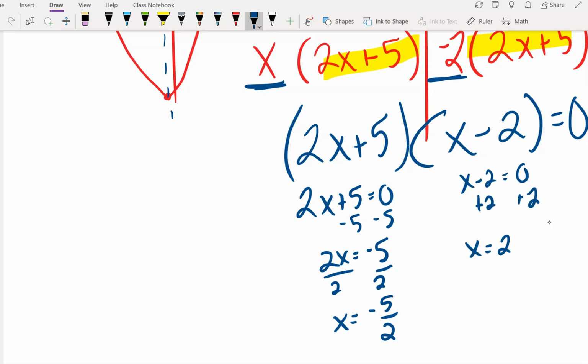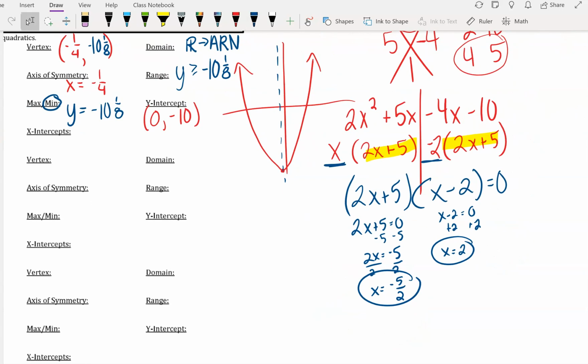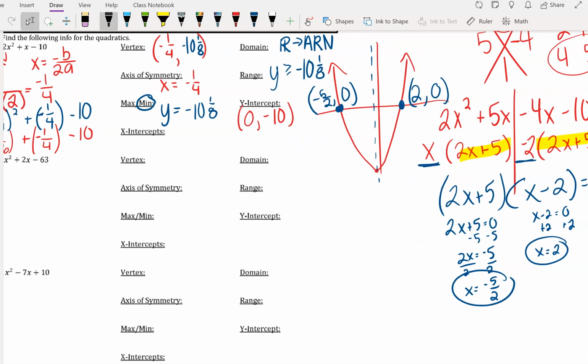X equals 2. So we have 2 x-intercepts, which should hopefully make sense because we have an x-intercept here, and it also crosses the x-axis here. So this one must be our negative 5 halves, comma 0. We always want to write it as a coordinate point. So negative 5 halves, comma 0. And then this must be the point 2, comma 0. So those are our 2 x-intercepts: negative 5 halves, comma 0, and 2, comma 0.